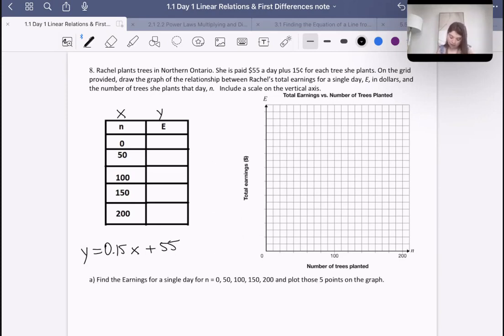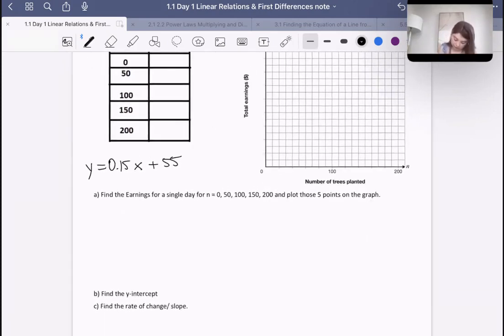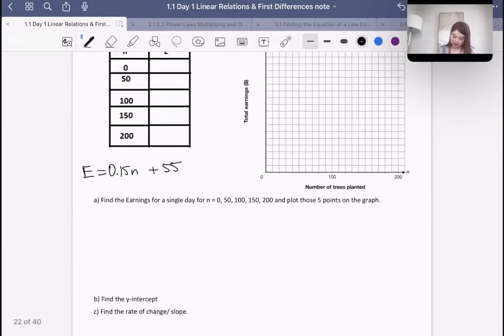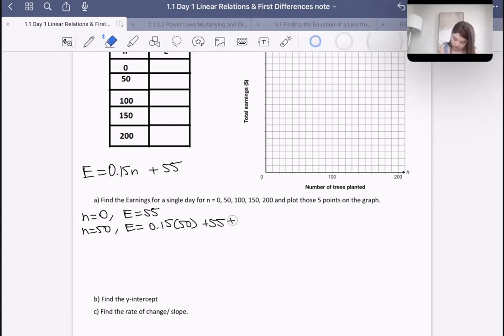And so let's figure out how much money she earns for n equals 0, or x equals 0, or you know what, we'll just say n and e instead of x and y, but we're going to treat e just like we normally treat y, and then n like we normally treat x. So for n equals 0, e would equal 55, right? For n equals 50, e would equal 0.15 times 50 plus 55, which is what?